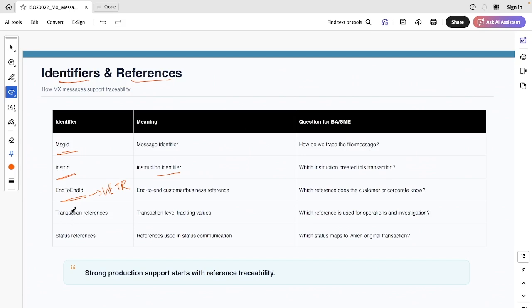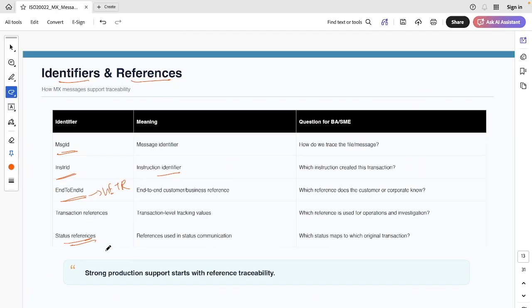There are also status-related references. When a status message comes back, it must map to the original instruction or transaction. Otherwise, the receiving system may know that something was rejected, but not know exactly which payment it belongs to. This is where strong reference mapping becomes critical.